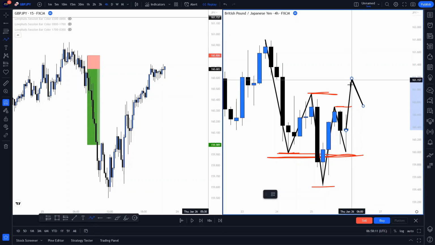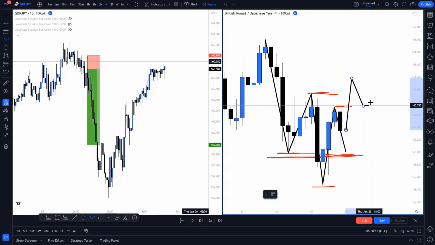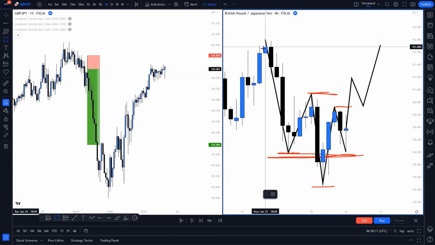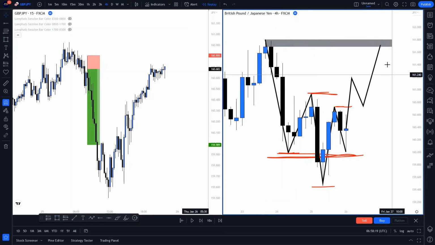So from this point, if we can break above either of these highs, then get the pullback in, we will then class that as the first bullish leg. We'll then look for pullback, and then we'll look to catch the next bullish leg up to the high point that we created at the start of the week.